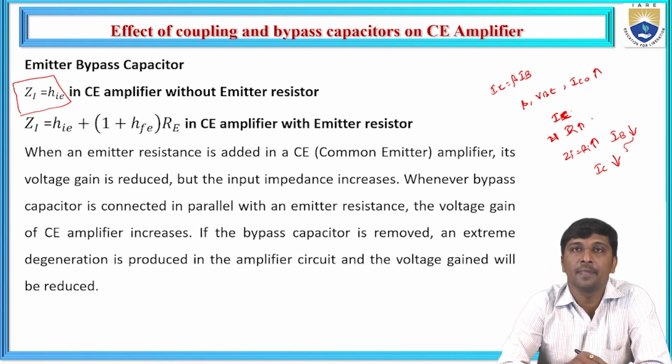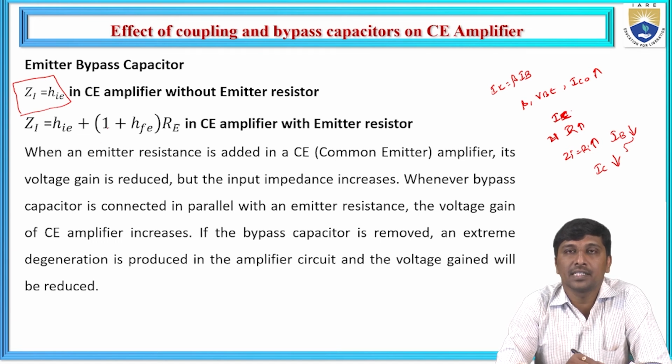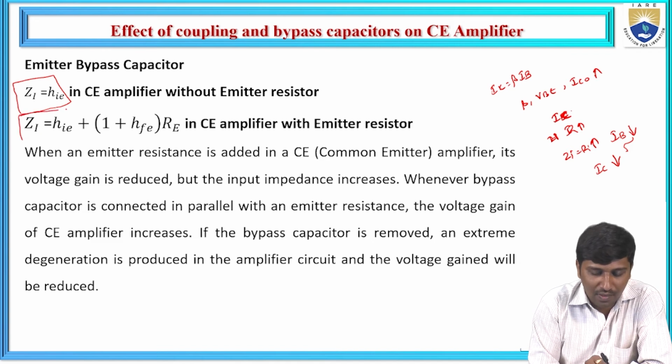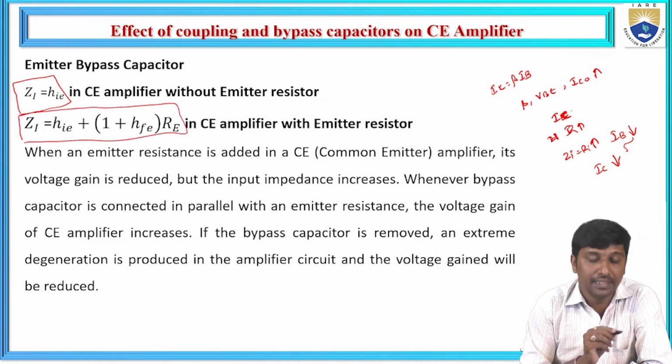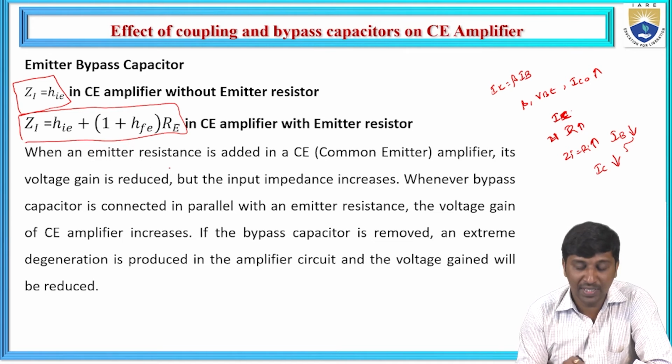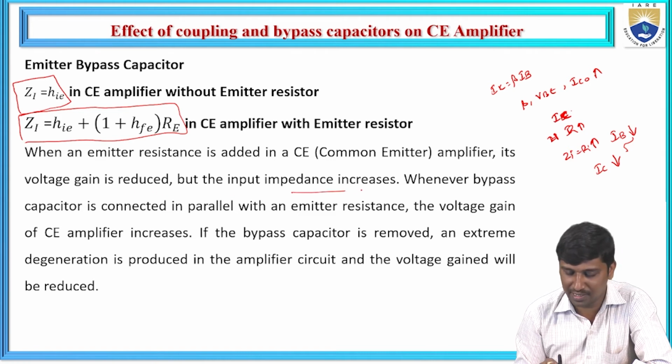However much the collector current changes with respect to the temperature-dependent parameter, the same factor should be compensated by adding this emitter resistance to the common emitter amplifier. That is the reason why, if you observe, ZI is represented as hie plus (1 plus hfe) times RE. So when an emitter resistance is added to a CE amplifier, the voltage gain is reduced, and the input impedance is increased.